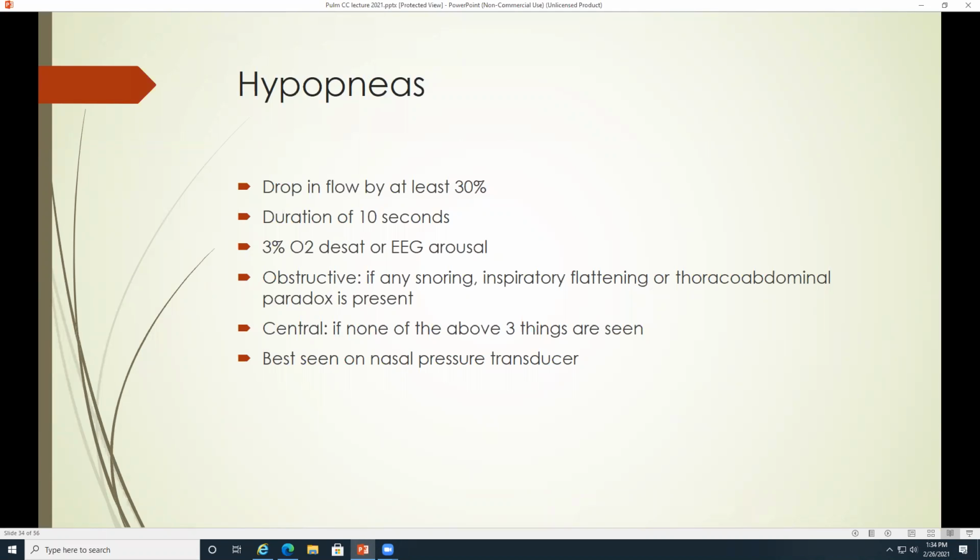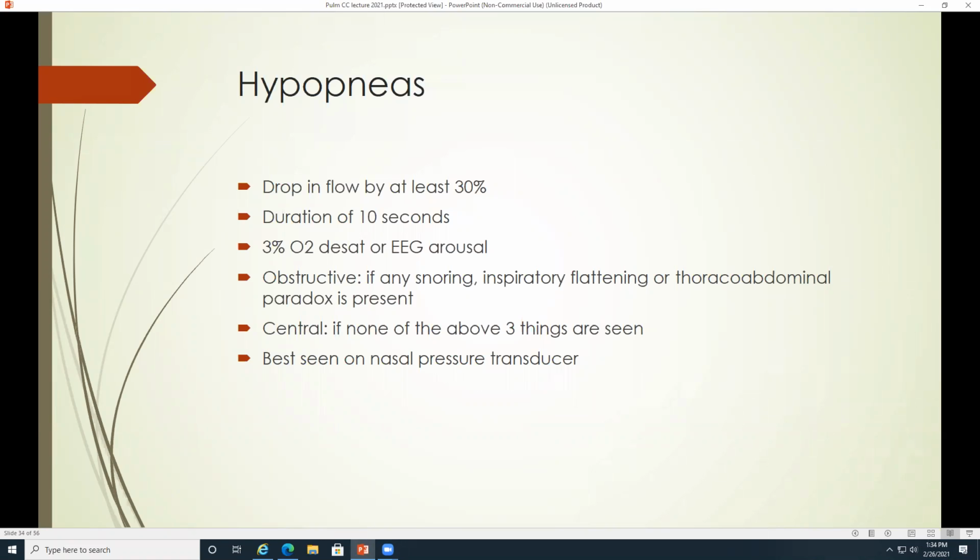All right, hypopneas. This is where things get a little more nuanced. The drop in flow only has to be 30%. It used to be 50% back in like 2015. So people who have old sleep studies can also be underestimating the severity of sleep apnea based on today's scoring rules. So a drop of 30%, again, duration 10 seconds or longer. The difference between hypopneas and apneas, though, is a hypopnea has to cause some kind of consequence. And the consequences we use are either a 3% drop in oxygen or an arousal on the EEG. So if there's a drop in flow that lasts for 12 seconds, but nothing happens because of it, it doesn't really matter.